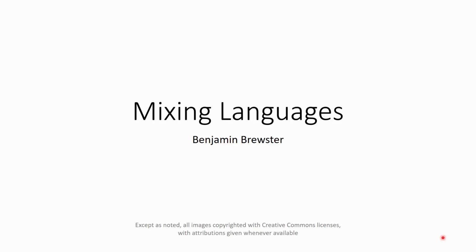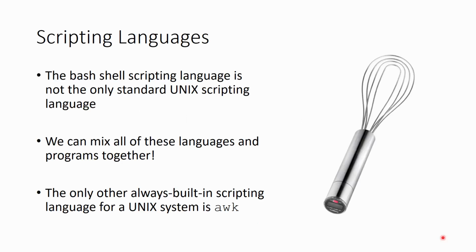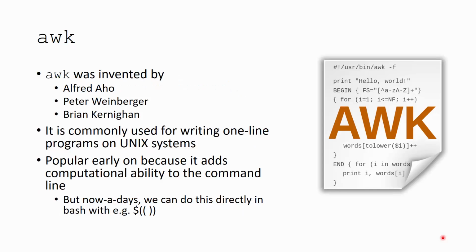We are going to talk about mixing different languages together, from the shell scripting that we've been doing to C programs and to some Python as well. So the bash shell script, the language that we use to make that work, is not the only standard Unix scripting language. Another one that is also encountered on all Unix systems is awk, A-W-K. And we can mix all these things together with the programs that we write ourselves.